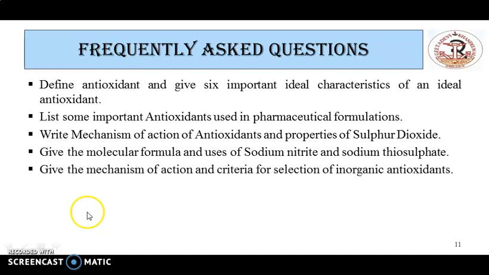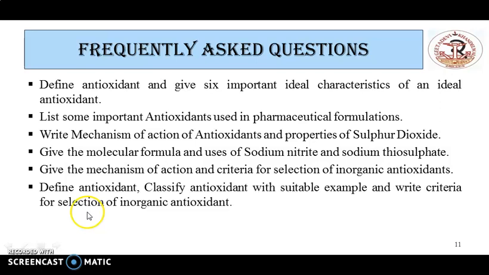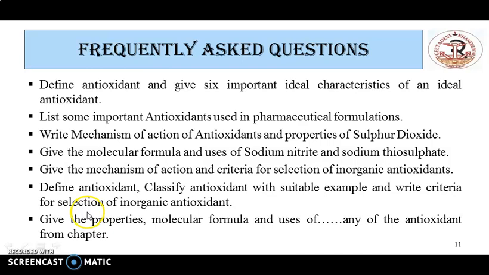Give the mechanism of action of and criteria for the selection of inorganic antioxidants. At this place you have to write the ideal properties. Define antioxidant and classify antioxidants with suitable examples, and write the criteria for the selection of inorganic antioxidants. Give the properties, molecular formula and uses of any of the antioxidants from the chapter can be asked. So prepare well all these questions.